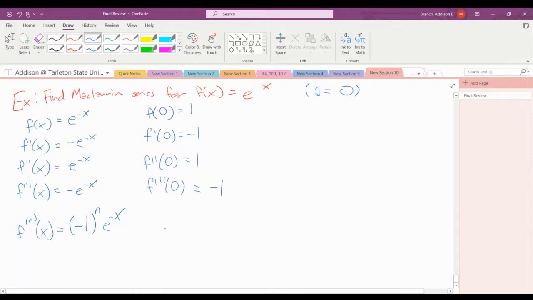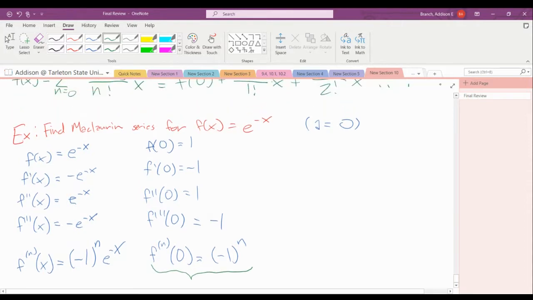Now we can find one that's a bit more specific. We have our nth derivative of 0. We can see how we're just going back and forth between positive and negative 1, so that is negative 1 to the n. Now that we've found these pieces, we can get ready to apply this to our actual formula.